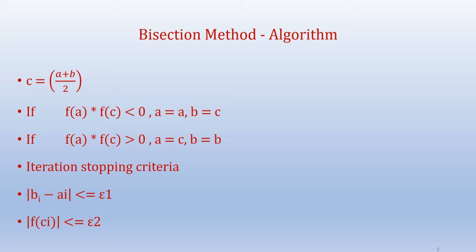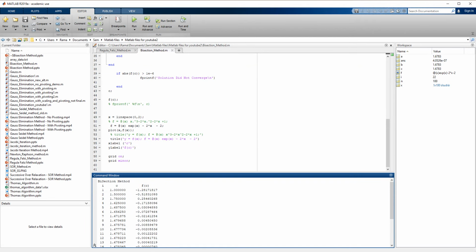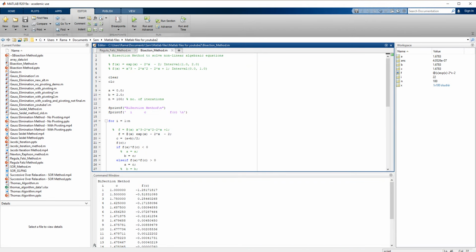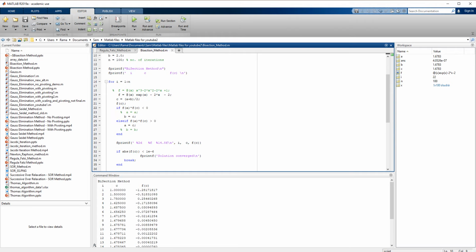Now we can go back and look at the MATLAB program. The bisection method is given here. Initially we should know that the root lies between the x values A and B. In this case the root should lie between 0 and 2. If the root does not lie between A and B, this method does not work. We kept the iterations to a maximum of 100, and the algorithm is given here as we discussed.